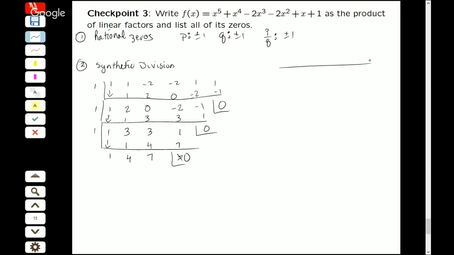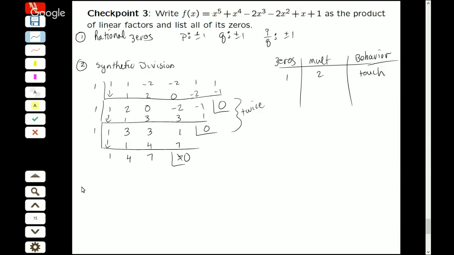So now let's start making our list. Here's the zeros. We have x equal to 1. How many times did it work? Twice. So the multiplicity is 2. And what would the behavior be then? Touch. Touch.